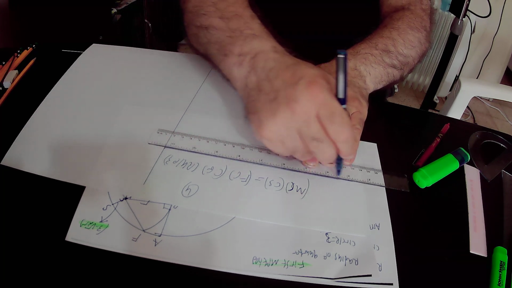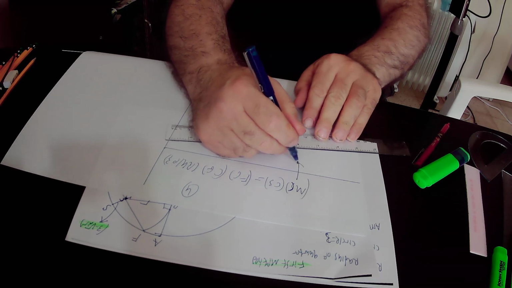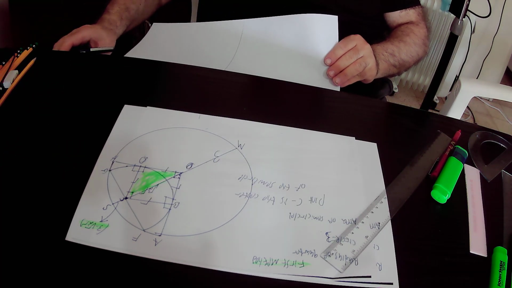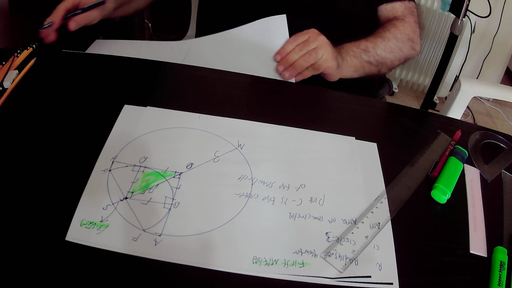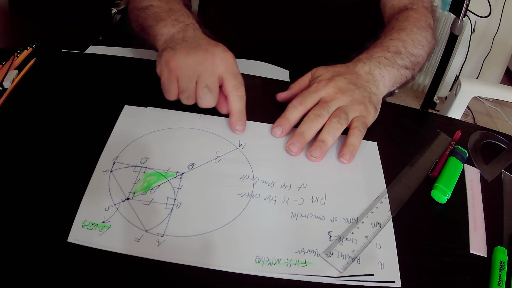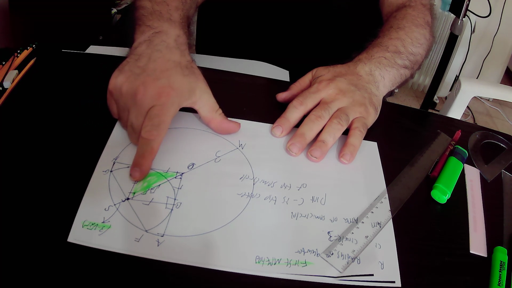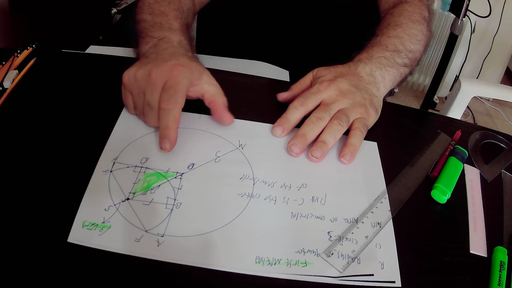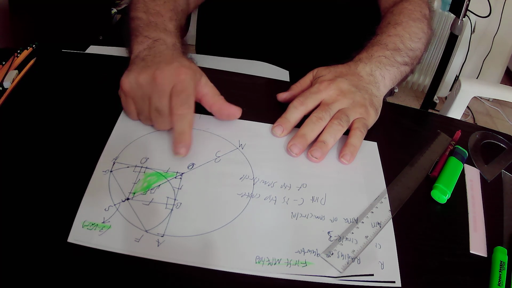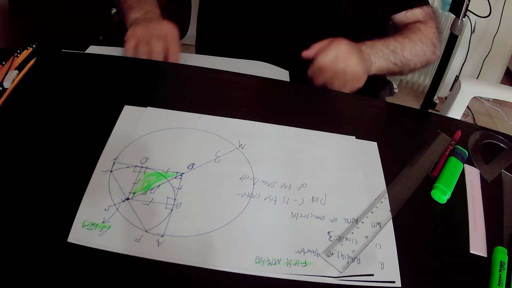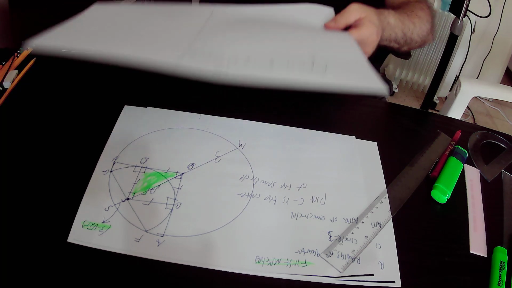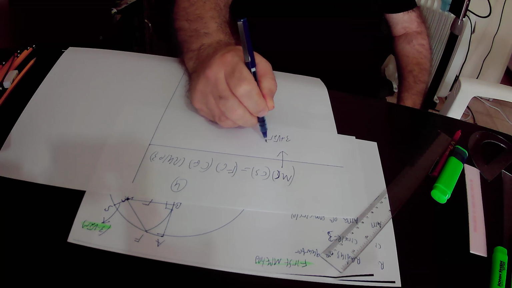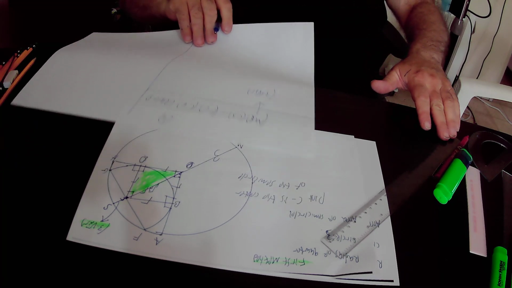What is the value of line segment MC? It is very easy to see from the drawing that line segment MC is equal to 3 plus square root of 2r. Again, MC equals 3 plus square root of 2r. MC equals 3 plus square root of 2r times CS.